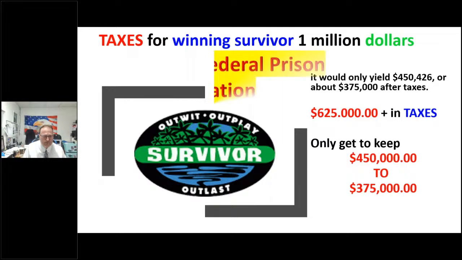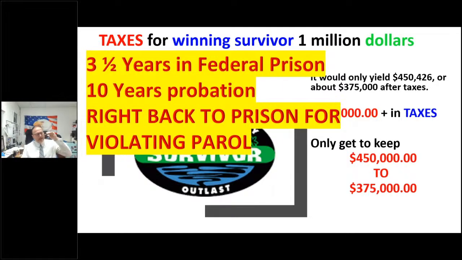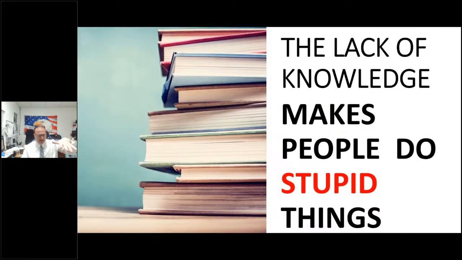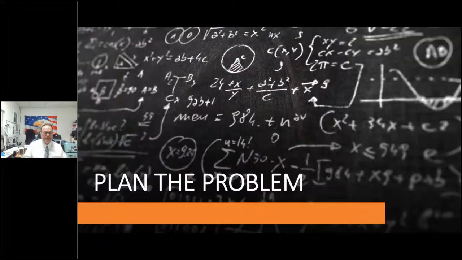Isn't that the goal? So let's understand something today. He didn't listen, neither did either one of us. 3.5 years in federal prison, 10 years probation. He even violated that too. So let's understand the lack of knowledge is what makes people do stupid things. We got to play and plan the problem. You didn't plan the problem, did you?